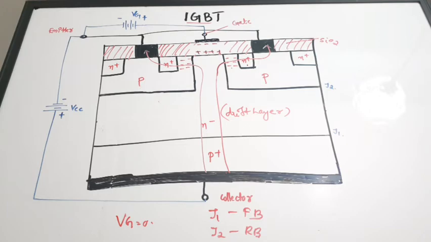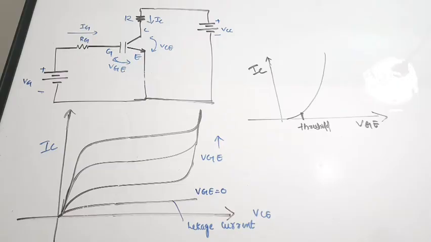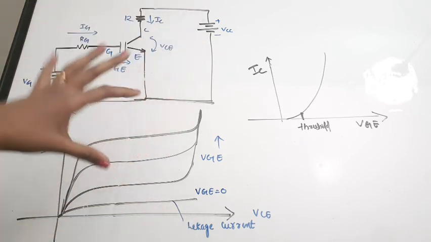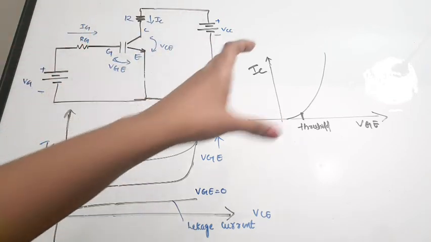Next we are going to see the characteristics of the IGBT. Before seeing the characteristics, this is the circuit diagram. With the help of this, we are going to actually see the characteristics.